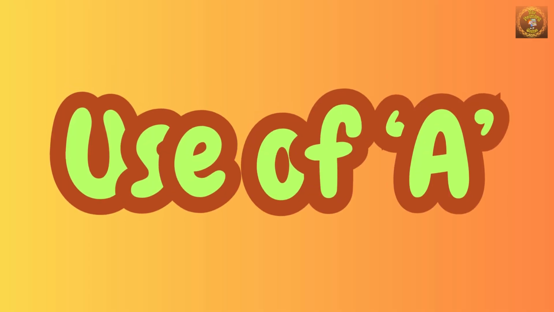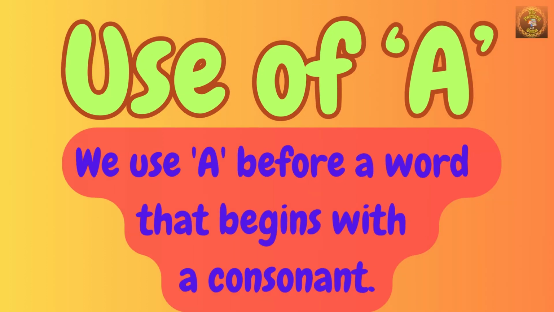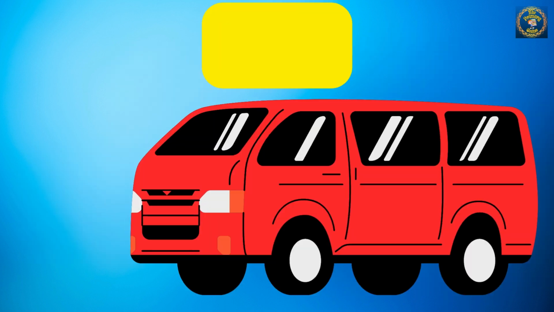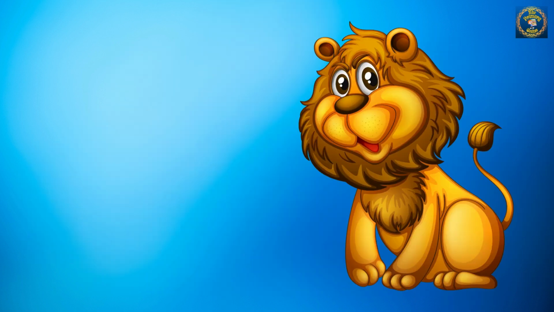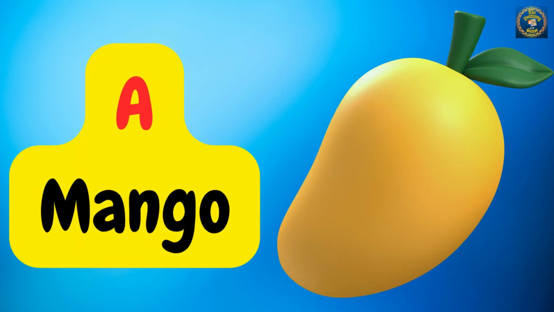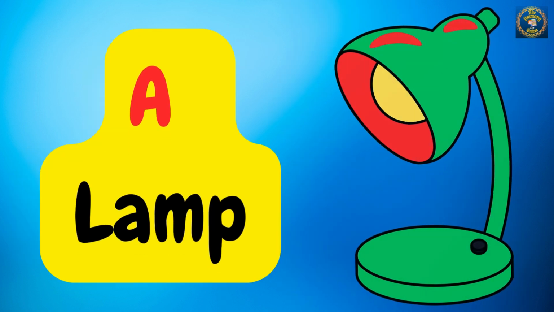Now let's know about the use of a. We use a before a word that begins with a consonant. For example, a vulture, a van, a lion, a mango, a lamp.